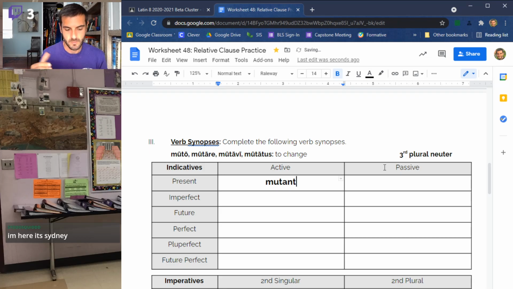Mutant. I always say for these first 6, go left, right, left, right, left, right. Mutant, and oh, these are long U's, aren't they? Oh, we're going to have some long marks. Mutant and mutantur. Mutabant and, my typing skills are rusty, mutabantur. And since it's first conjugation, mutabunt and mutabuntur.